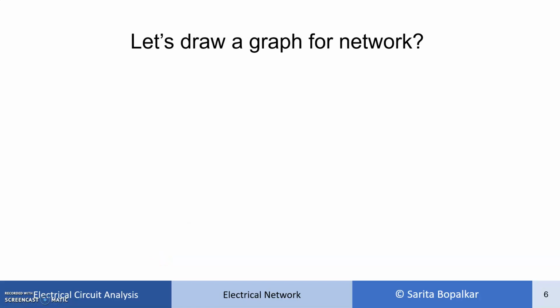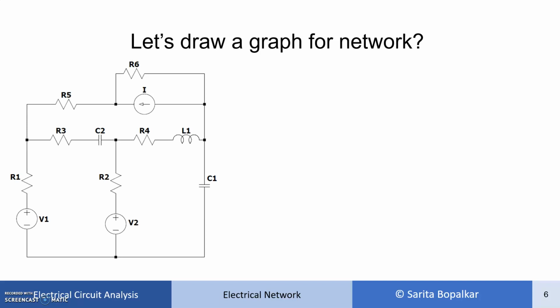Now let's draw the graph. Let's take this as one of the circuits, and for this circuit we want to draw a graph. So what is the first step? First mark the number of nodes. So this is one of the nodes. This one is also one of the nodes. This is one of the nodes.